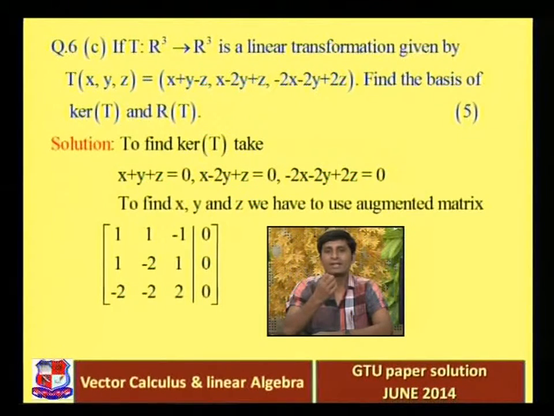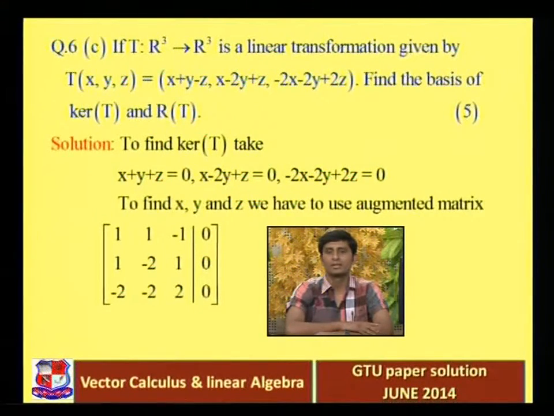We have to find such elements from the domain U such that the image of that element is equal to the 0 vector of V. The set of those elements is called the kernel of T. So here we want to find the kernel of T for this particular transformation, where T of (x, y, z) is equal to (x plus y minus z, x minus 2y plus z, minus 2x minus 2y plus 2z). You can see domain and codomain are both the same.